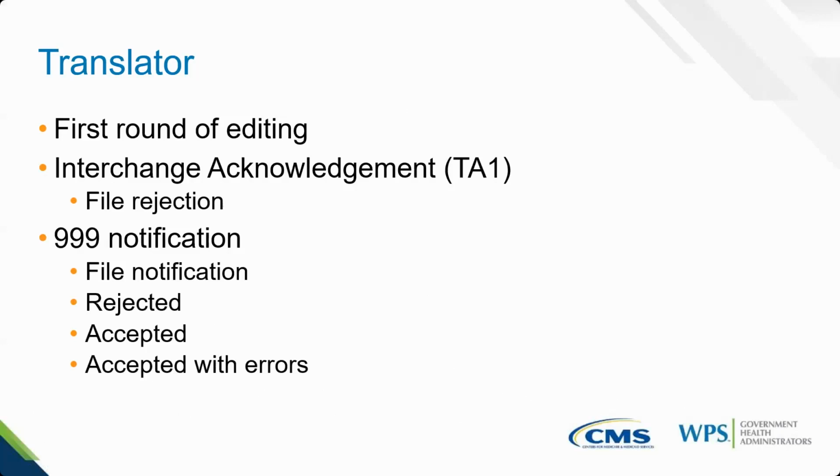The second notification generated by the translator is a 999. And this is a file level notification that will let you know if the file was rejected, accepted, or accepted with errors. So if it's rejected, then corrections have to be made and the file can then be resubmitted. If it's accepted with errors, that means that the claim does have errors, but it's going to be allowed to continue processing.